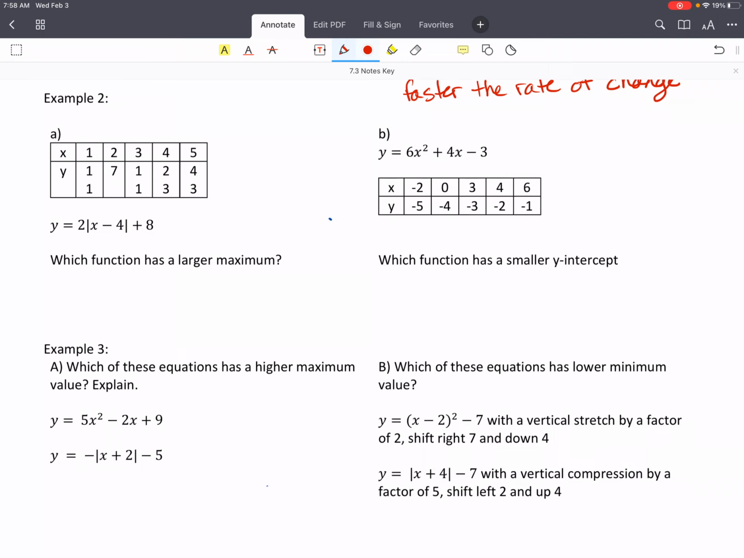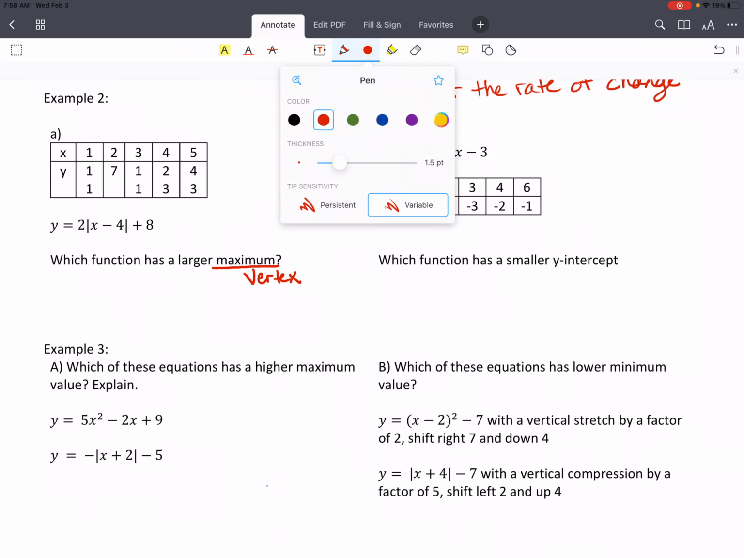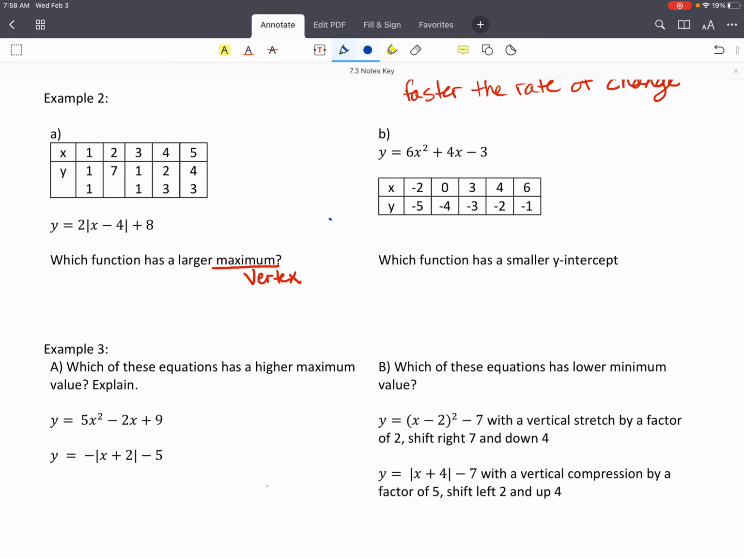All right, next example, we're going to look at tables and equations. Which function has a larger maximum? That is referring to our vertex. So I can look at this absolute value equation, and luckily it's in vertex form. Turns out absolute values only have vertex form, which is great. So that means our maximum value is 8. And then for this one, I can look at the table. I know it's formatted weird, but this is like the point 1, 11, 2, 7, 3, 11, so on and so forth. So I'm picking up the maximum.